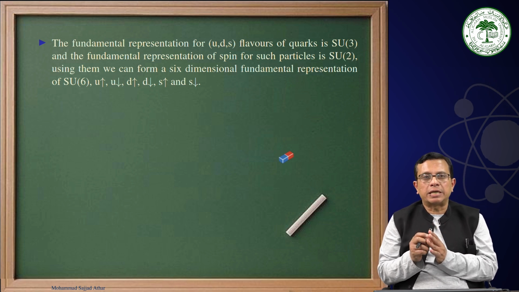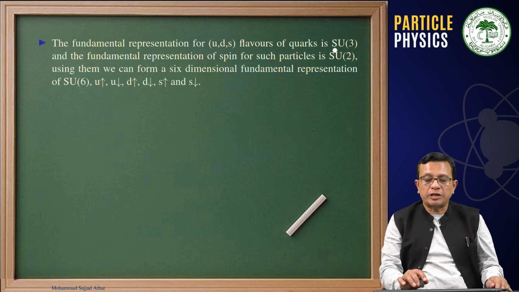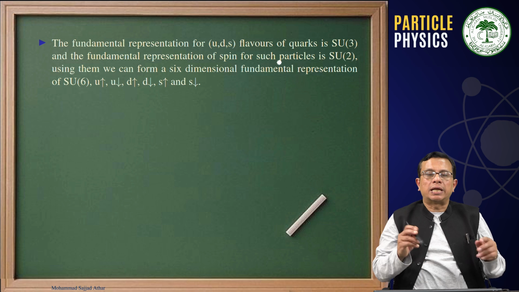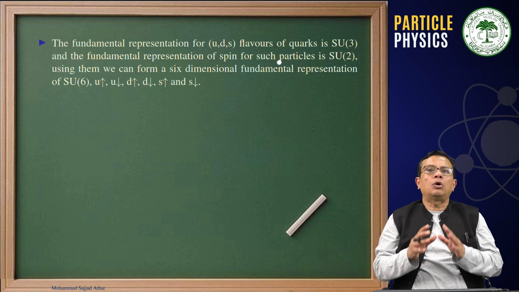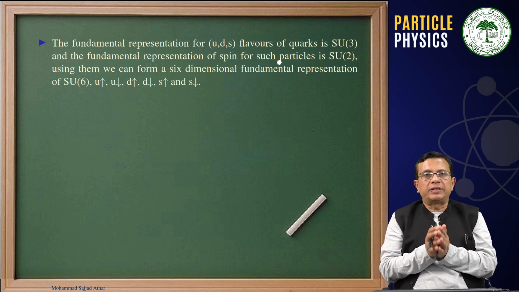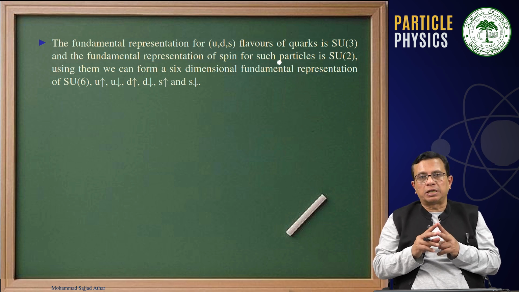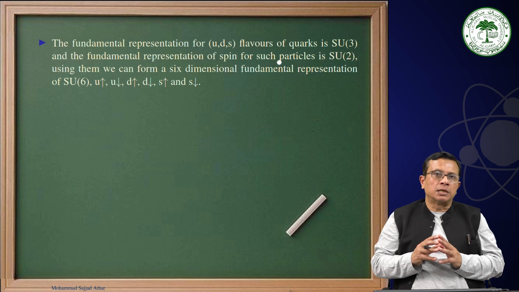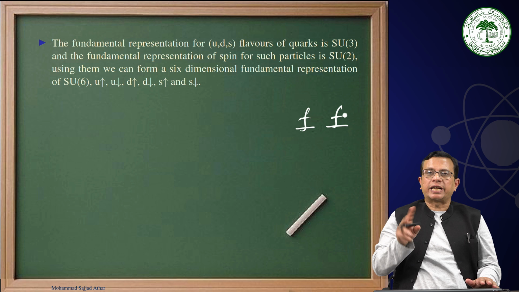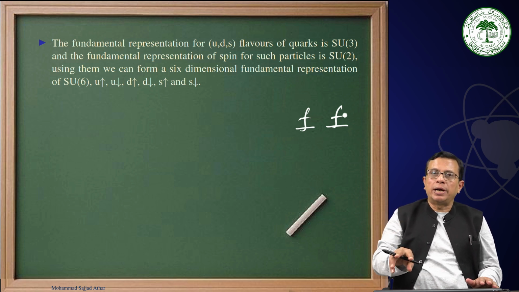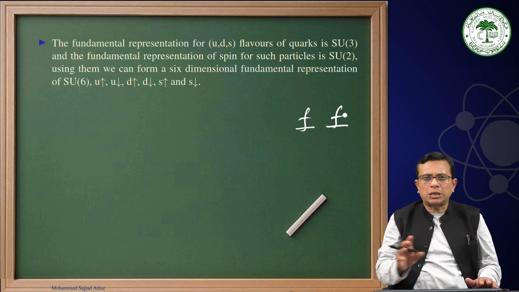Then the fundamental representation for u, d, s flavors of quarks is SU3, and for spin of such particles, as you know, whether it is U quark or D quark or strange quark, all of them are spin half particles, and if they are spin half particles, then there are only two possibilities of projections. One is plus half and another is minus half. Therefore, if you are talking about two states where you have two fermions, they can be two u quarks, they can be u and d, or d and u, or both of them d, or two electrons, two positrons, two protons, whatever you talk about.